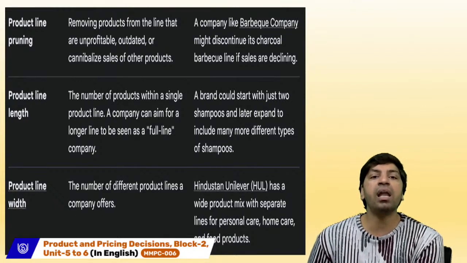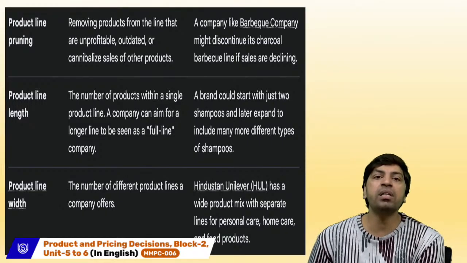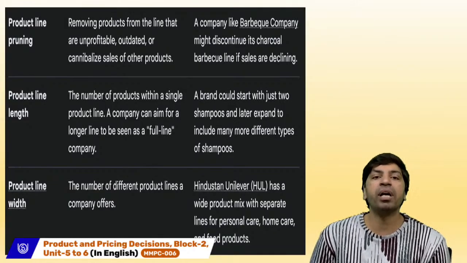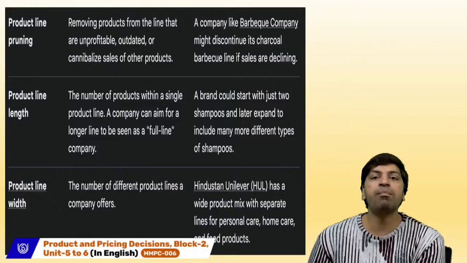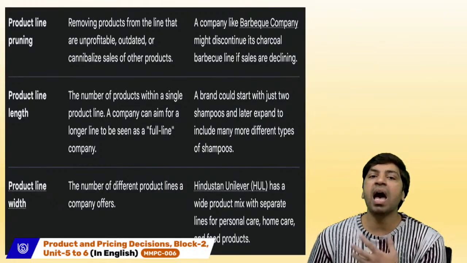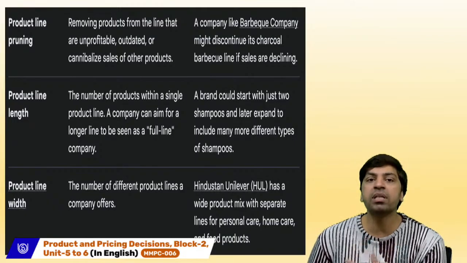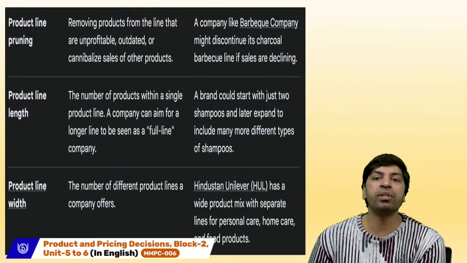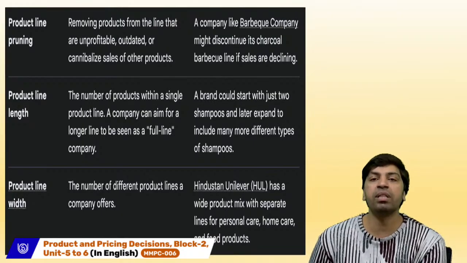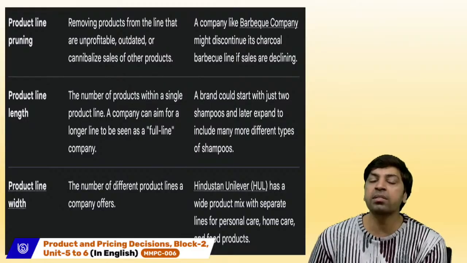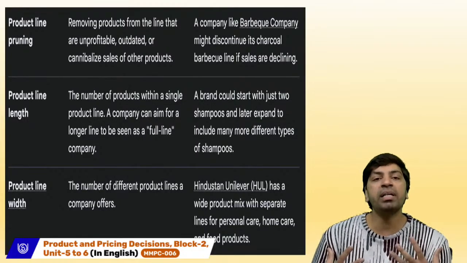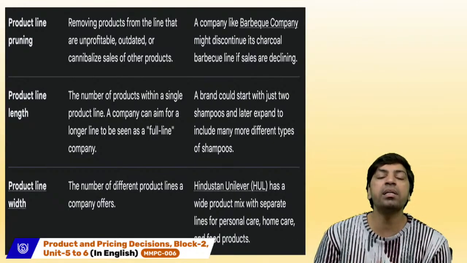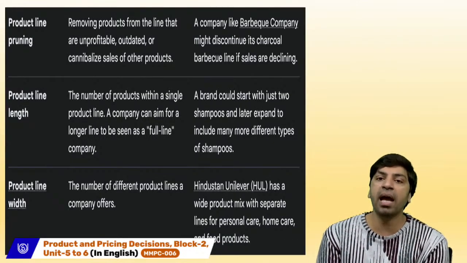Next is product line width, the number of different product lines a company offers. For example, Hindustan Unilever Limited offers multiple product lines. It deals with cosmetics and personal care, and it also deals with home care products and food products. So when one company deals with multiple product lines, that is called product line width.